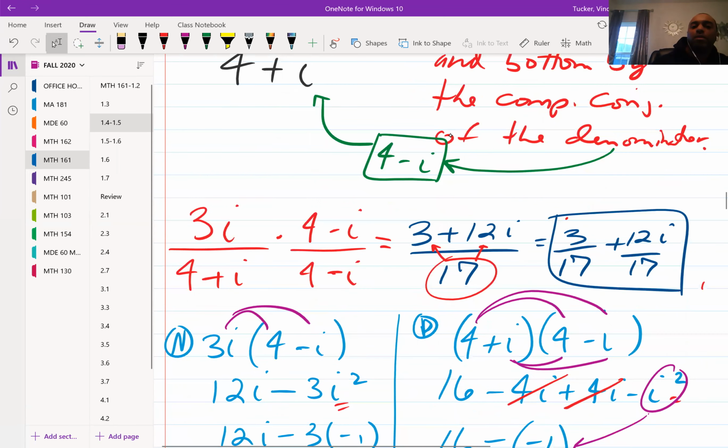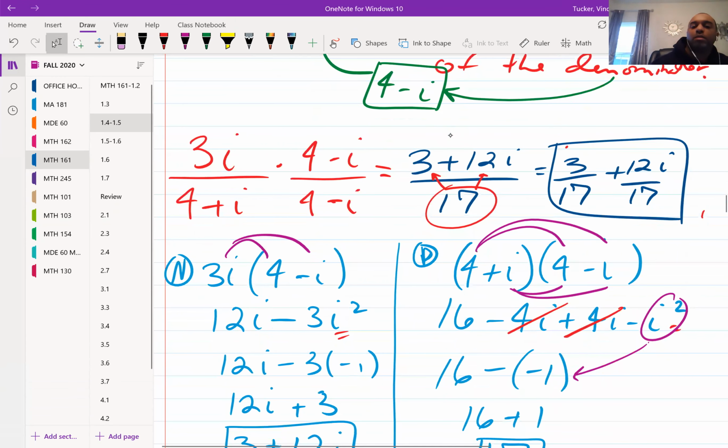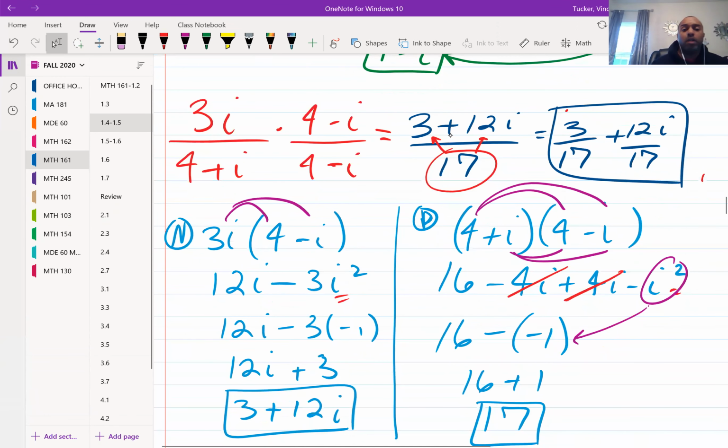All right. So here we have our numerator, 3i times 4 minus i. All you do is distribute 3i to each term. 3i times 4. Somebody asked why we switched to 4 minus i, because you're going to multiply by the opposite sign, or the complex conjugate, of this denominator right here. That's what we multiply top and bottom by. That will always be your standard if you're going to divide.